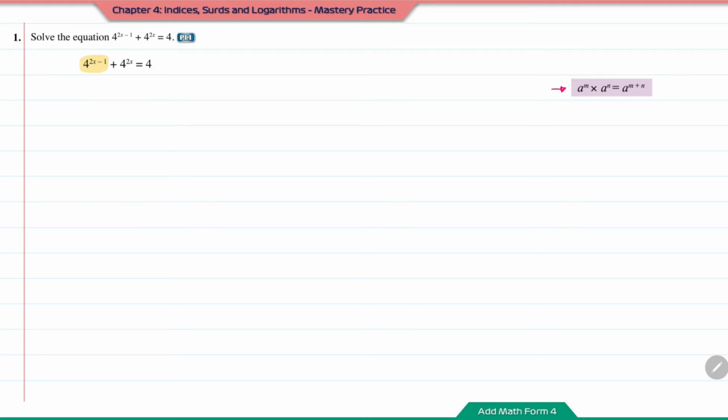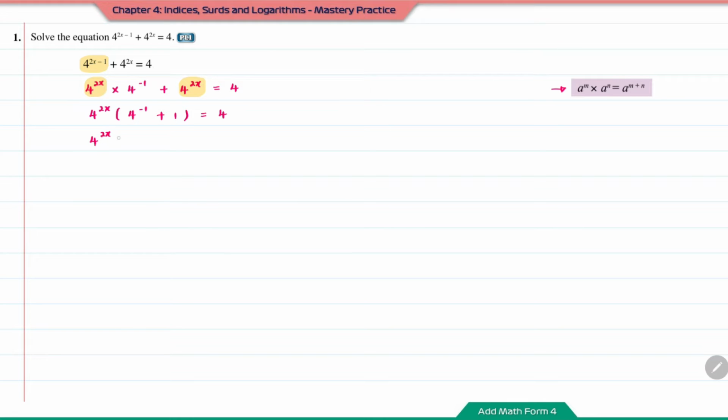So the first term here, 4 to the power of 2x minus 1, I can write it as 4 to the power of 2x times 4 to the power of negative 1. So when 2x plus negative 1, then you get 2x minus 1. So for these two terms, you have 4 to the power of 2x. Therefore, I can factorize this. So I'm going to write 4 to the power of 2x bracket 4 to the power of negative 1 plus 1.